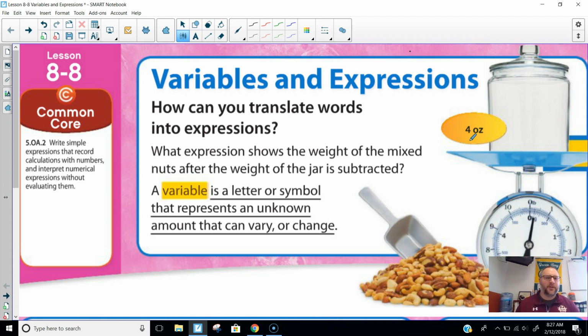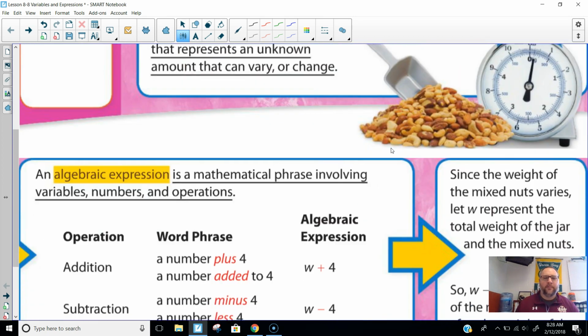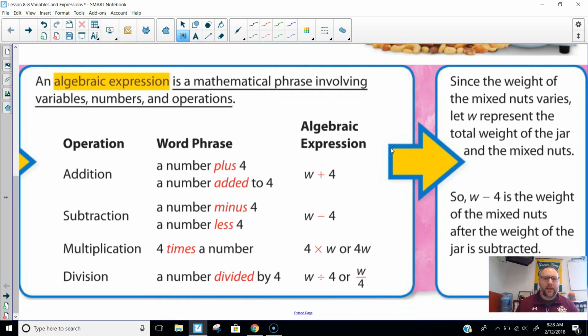When we show this expression, we are going to use a variable. Remember, we know what variables are. Those are the letters or symbols that represent an unknown amount or an unknown number, and they can change or vary. So let's scroll down, and you can see this chart over here to the left is very similar to a chart you used in lesson 8.1. And it says, an algebraic expression is a mathematical phrase involving variables, numbers, and operations.